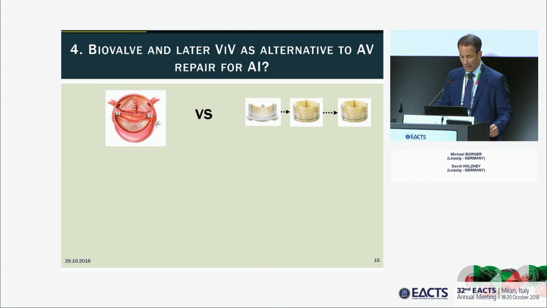We do a lot at our center in Leipzig. There's a paper being presented tomorrow, more than 300 David operations, and you'll be happy to know, Leonard, that almost 50 were type A dissections, and our mortality rate is now less than 10% in those type A dissection patients.